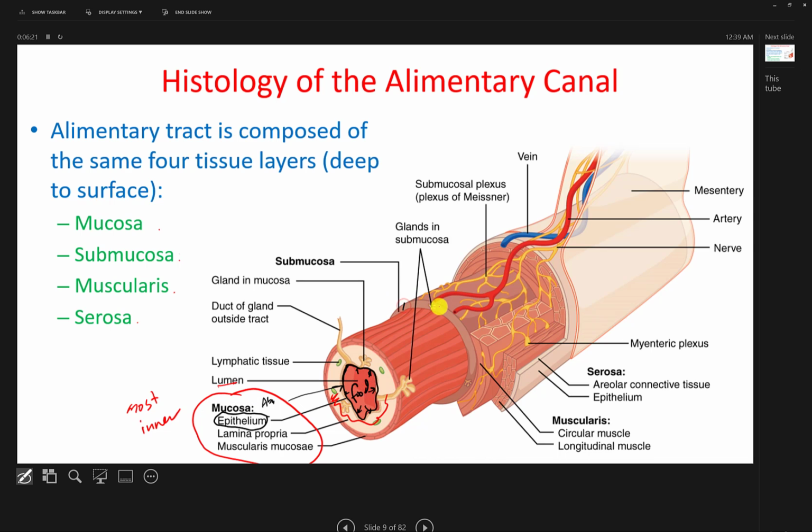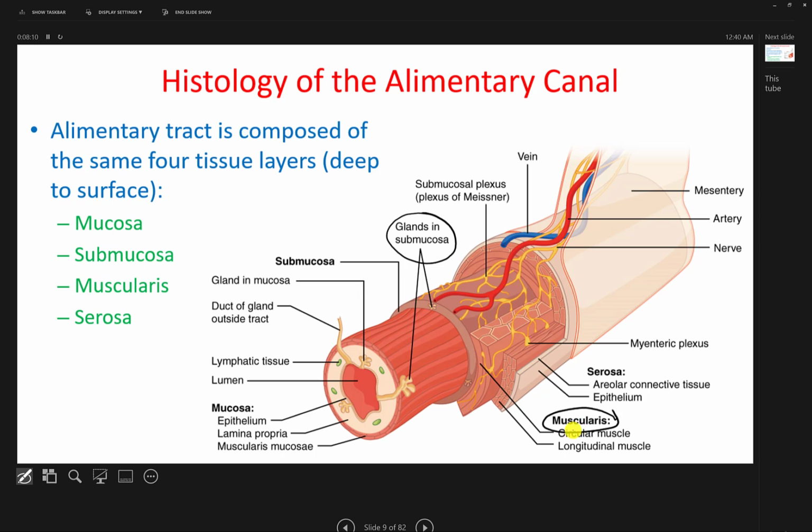Submucosa is superficial to the mucosa. And you can think of it as a support layer because it allows the blood vessels, the nerves, and also the lymphatic vessels to pass through and access the mucosa, or technically access the food in the lumen. Superficial to the submucosa, we will have the muscularis layers.